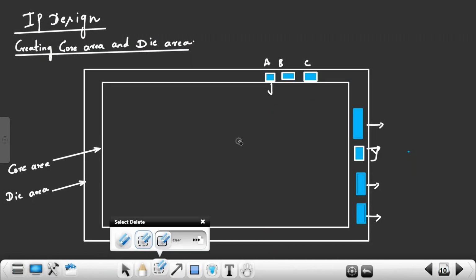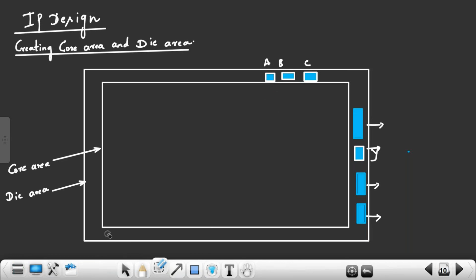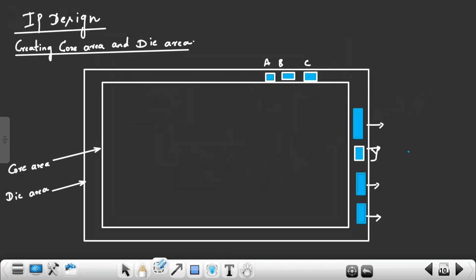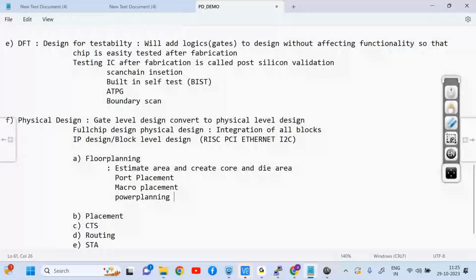Next is macro placement. What are macros? See, ports are inputs and outputs of a block. It's called a port, but we are going to do the port placement. Next is macro placement. What are macros?